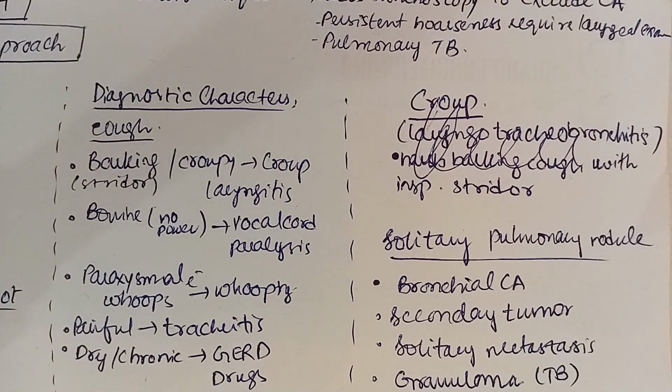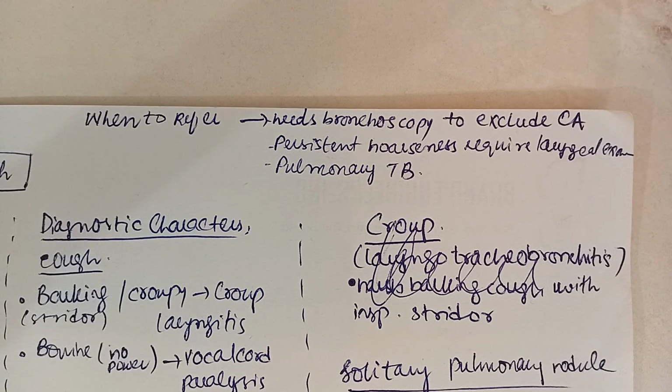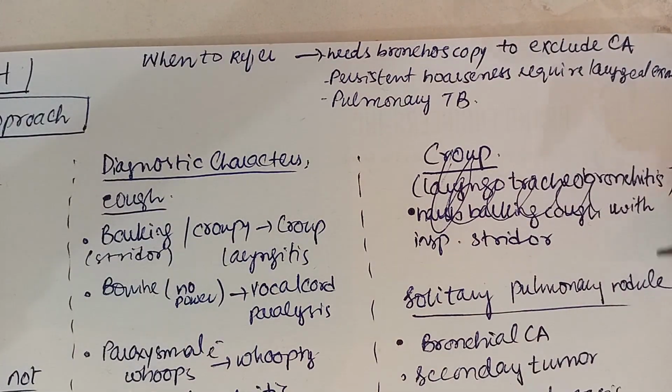So, what are the points when we have to refer the patient to a specialist? These are when the patient needs bronchoscopy to exclude carcinoma, and when there is persistent hoarseness which requires laryngeal examination to see the cause of hoarseness, which can be compression of the recurrent laryngeal nerve due to any mass, and pulmonary TB. These are the points when we are going to refer the patients.